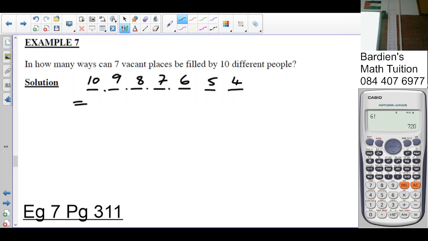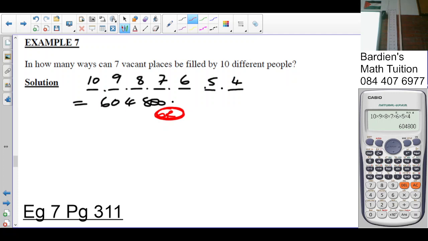You put that in a calculator. There's going to be 10 times 9 times 8 times 7 times 6 times 5 times 4. This gives you 604,800. 604,800. Now, some of you are going to say, but I would like to use factorial.